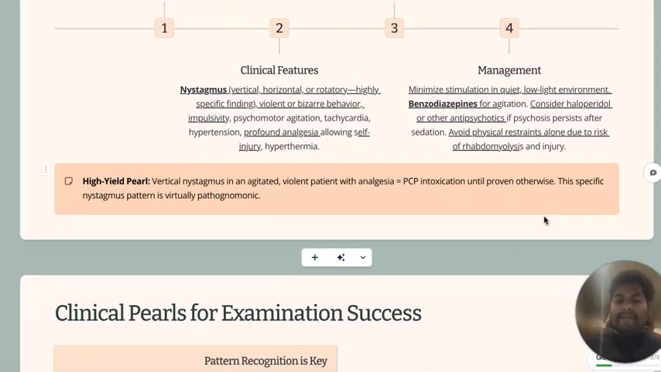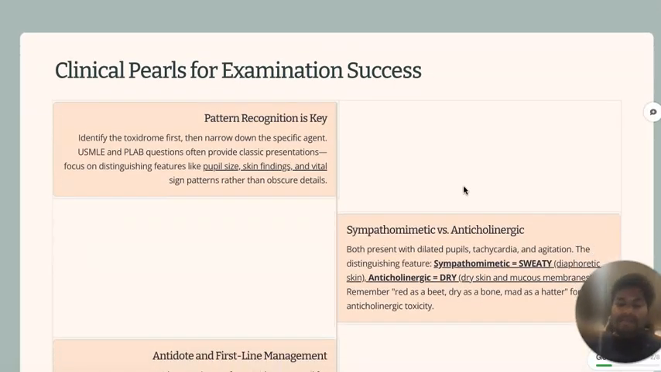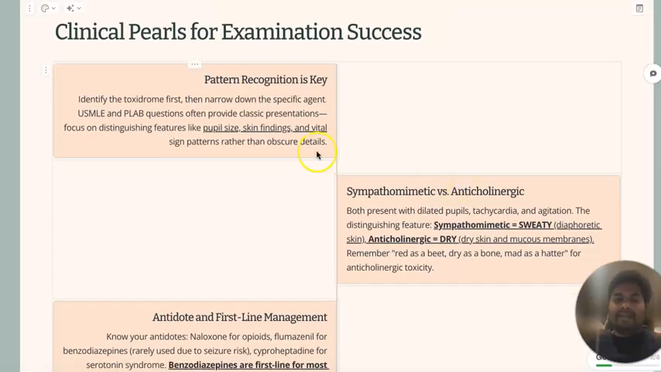Okay, and yes, as I said earlier, vertical nystagmus in an agitated or violent patient with analgesia, always think about PCP intoxication. Okay, and now we have talked much about the stimulants as well as the hallucinogens, and a few clinical parts for examination is that we can always look for pupil size, skin finding, and vital signs. These things are important in distinguishing what the clinical features are and what substance the person has been taking.